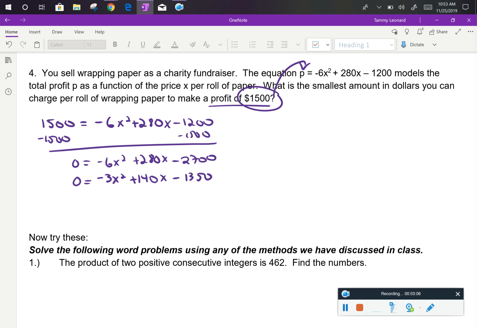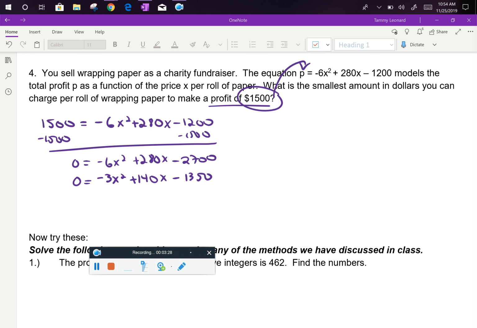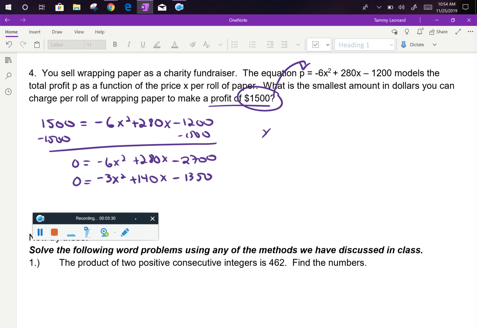All right. So it says, what is the smallest amount in dollars you can charge per roll of wrapping paper to make a profit of $1,500? Okay. So I need to know which x values can result in a y value of 0, right? I need to solve this equation, which things are possible. So we're going to use our quadratic formula. So I have x equals, what's the opposite of b?